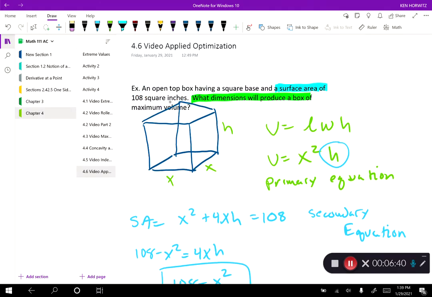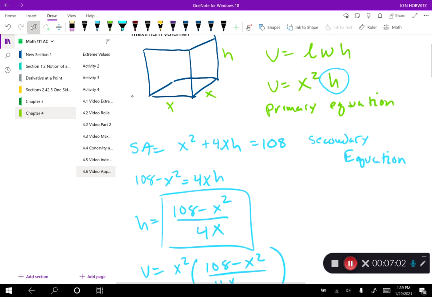I'm going to take away some of these markings. All right, so we have a box with an open top with a square base and a surface area of 108 square inches. If our height was 0, everything would be plugged into x. So x could be as small as 0 because it's a box. It's something real. You can't get a length less than 0. So 0 is our minimum.